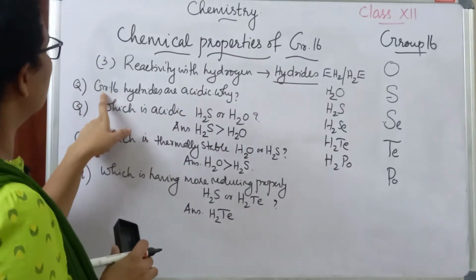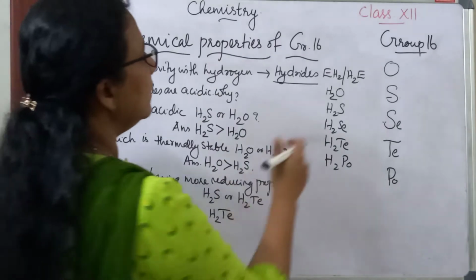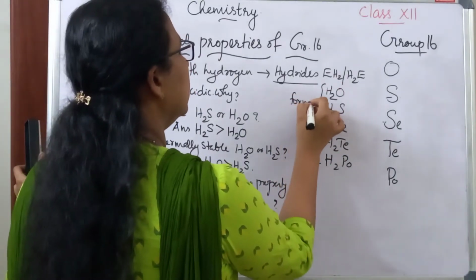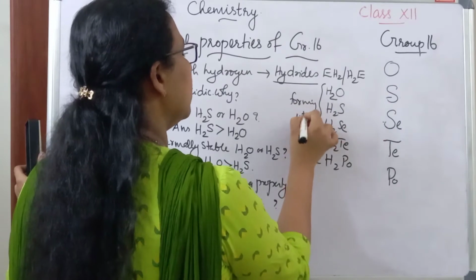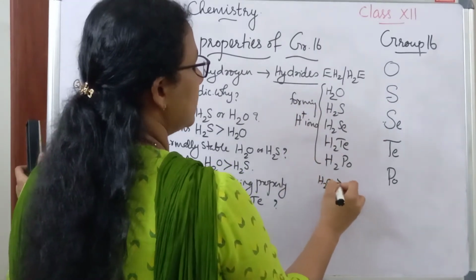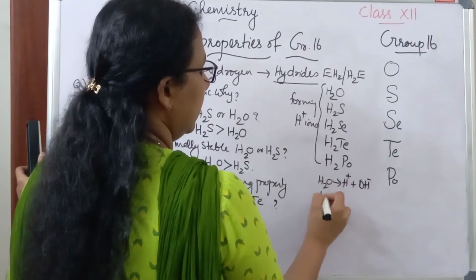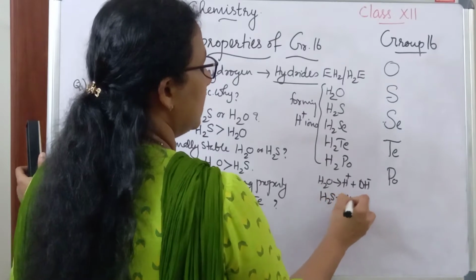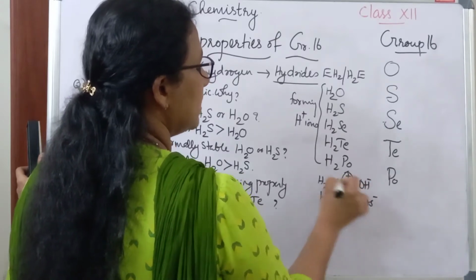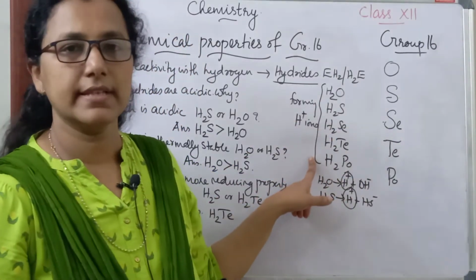So there is a question. Group 16 hydrides are acidic in nature. Why? All these hydrides are acidic in nature since they form H plus ions. You know, H2O forms H plus plus OH minus. H2S forms H plus plus HS minus, etc. So H plus ions are formed in these cases, so these hydrides are acidic in nature.